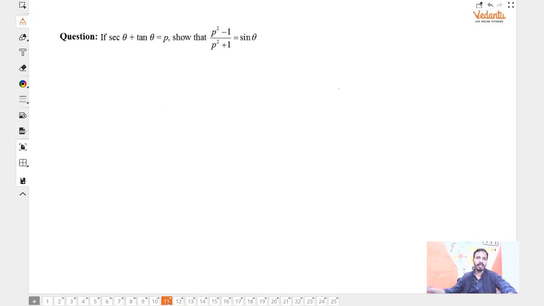Let's see what are the different types. Okay, so let's see this question. Now this is also a simple question. Here you need to show that this left hand side is equal to right hand side. And what is P? P is given as sec theta plus tan theta. So try it guys once and see if you can do it.